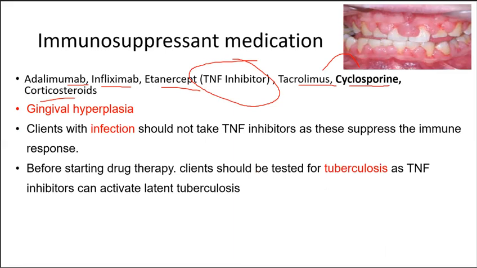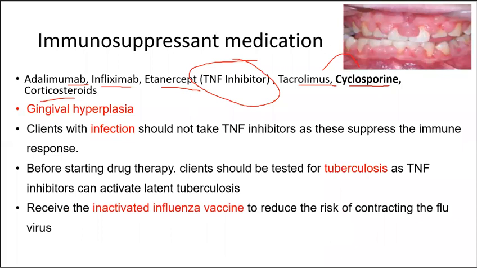Before starting drug therapy, you want to test your client for tuberculosis because these immunosuppressive actions of your TNF inhibitors can activate latent tuberculosis. So again, before you start a patient on our TNF inhibitors or immunosuppressant medications like your Adalimumab, Infliximab, or Etanercept, the client should be tested for tuberculosis because the TNF inhibitors can activate latent tuberculosis.